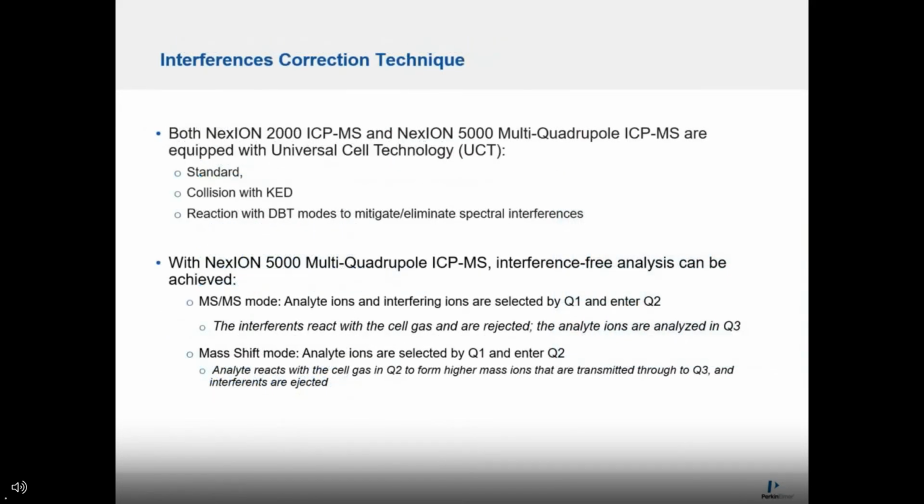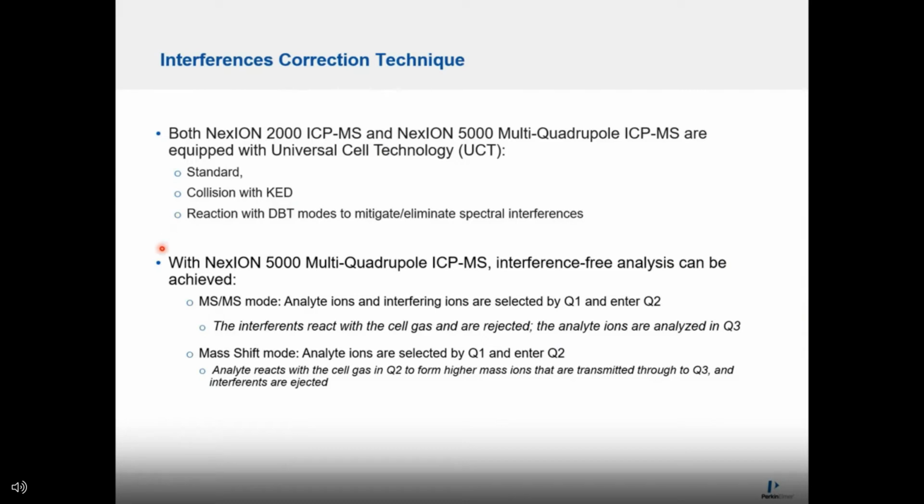Now, as mentioned, the NexION platforms are equipped with universal cell technology, and the NexION can operate in standard mode without the use of any cell gas, in collision or KED mode using neutral gases such as helium, and reaction mode with dynamic bandpass tuning using a variety of reactive gases.